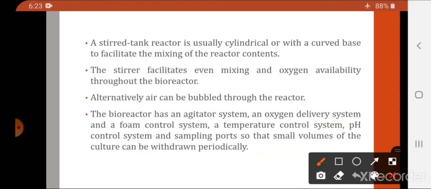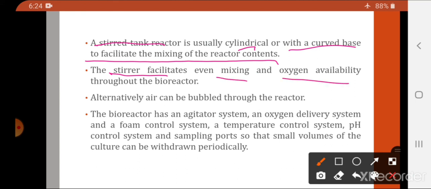अभी stirred bioreactor क्या होता है? So a stirred tank bioreactor is a cylindrical or with a curved base to facilitate the mixing of the reactor contents. अभी stirred tank bioreactor जो है वो basically उसका base either it is cylindrical or it will have the curved base so that the continuous mixing of the contents takes place within that vessel. The stirrer facilitates the even mixing and oxygen availability through the bioreactor.